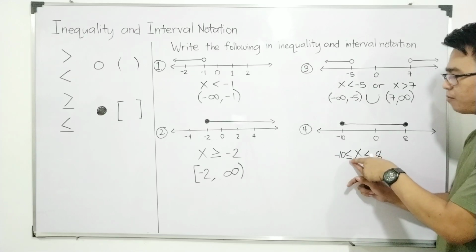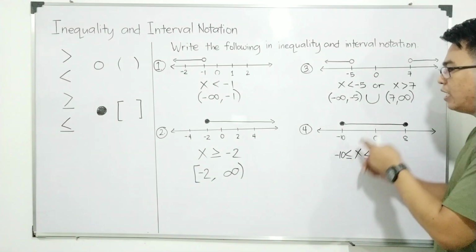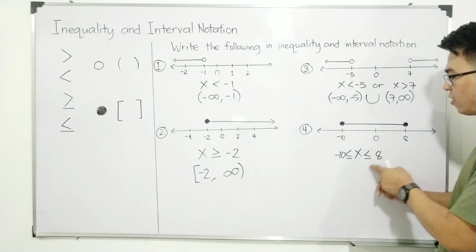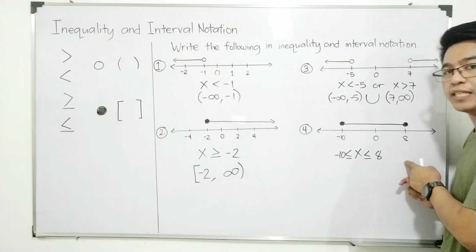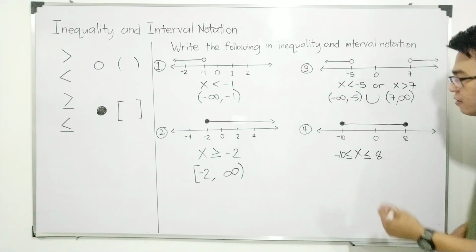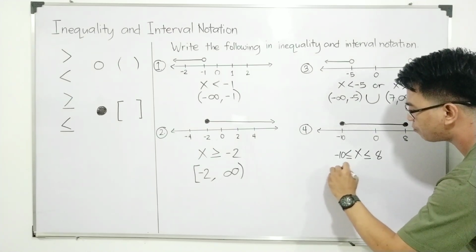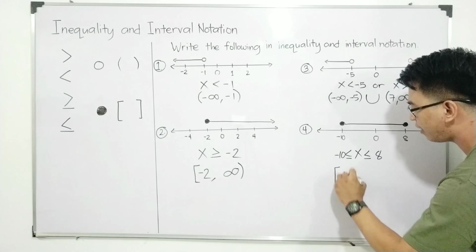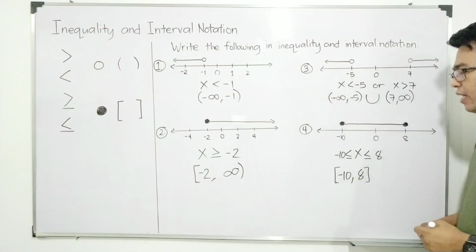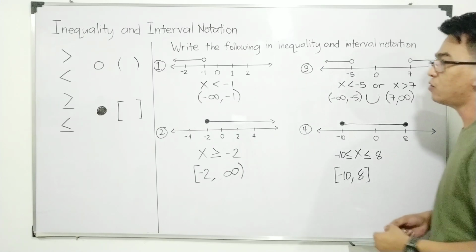Again, pag binasa nito, this is read as greater than or equal. Ibig sabihin nito, -10 is included. Dito naman, less than or equal to 8 kasi 8 is included sa ating mga possible solutions. And as for the interval notation, isa lang siya. We will use bracket, -10, comma, 8, bracket. Kasi, yung ating -10 at 8 ay included sa ating mga solutions.